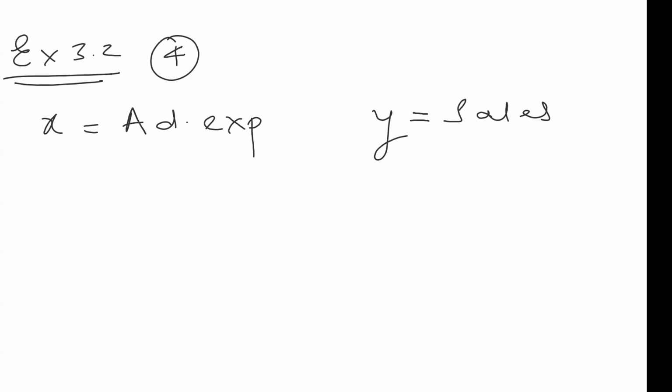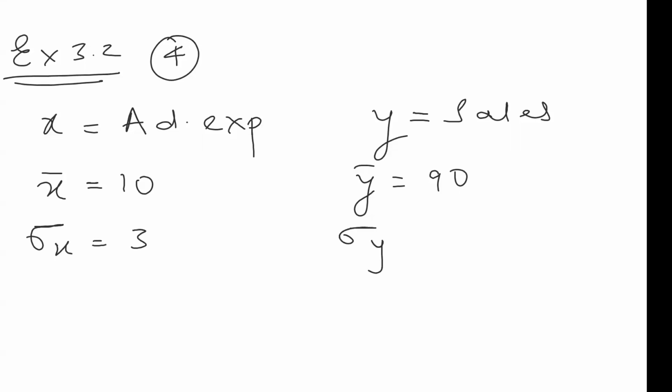Arithmetic mean for both is given. So x bar is 10 and y bar is 90. Standard deviation is sigma x for x, that is 3, and for y it is sigma y, so standard deviation of y is equal to 12. Correlation coefficient between x and y is 0.8. It's not covariance, remember that, it's correlation coefficient. So r is equal to 0.8.